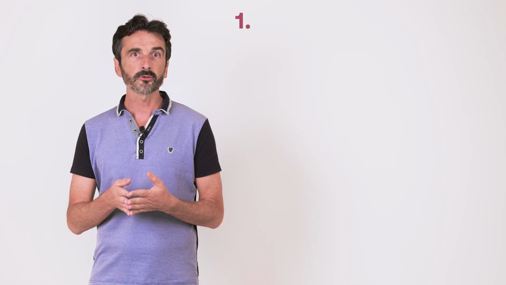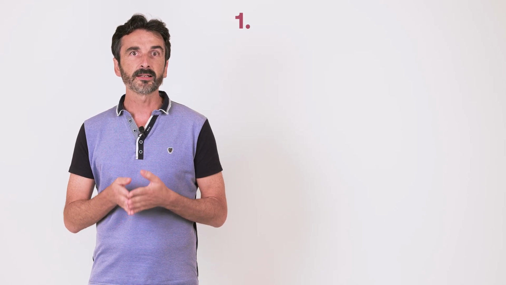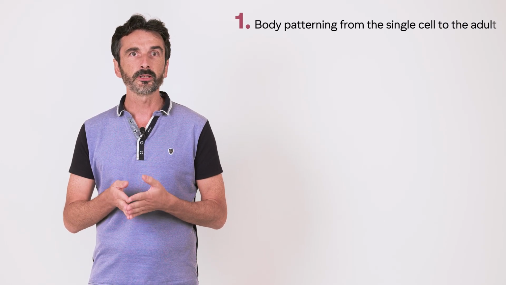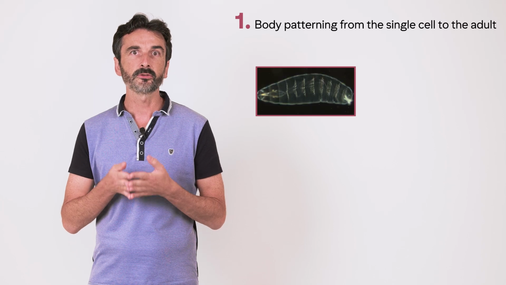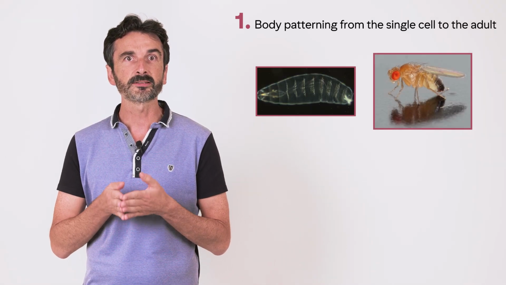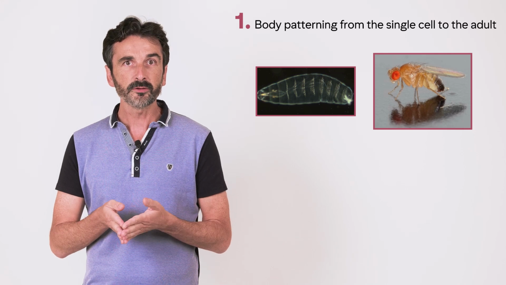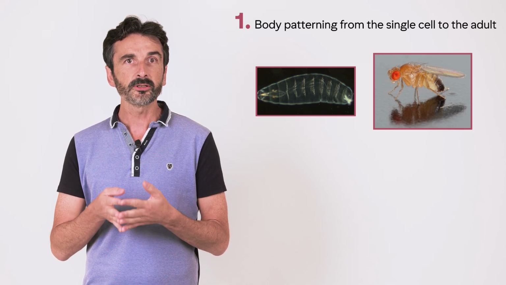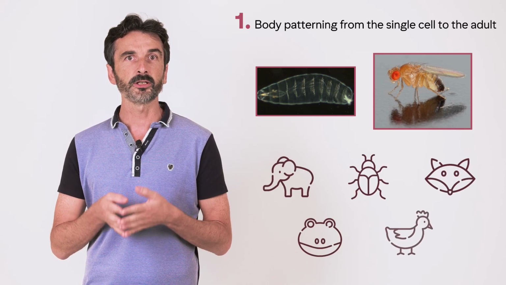The first part of the lectures provides a detailed examination of the mechanisms controlling body patterning from the single cell to the adult. This course will also discuss how pathways controlling cell and tissue patterning are modified during evolution to lead to the incredible diversity of animal morphology in nature.